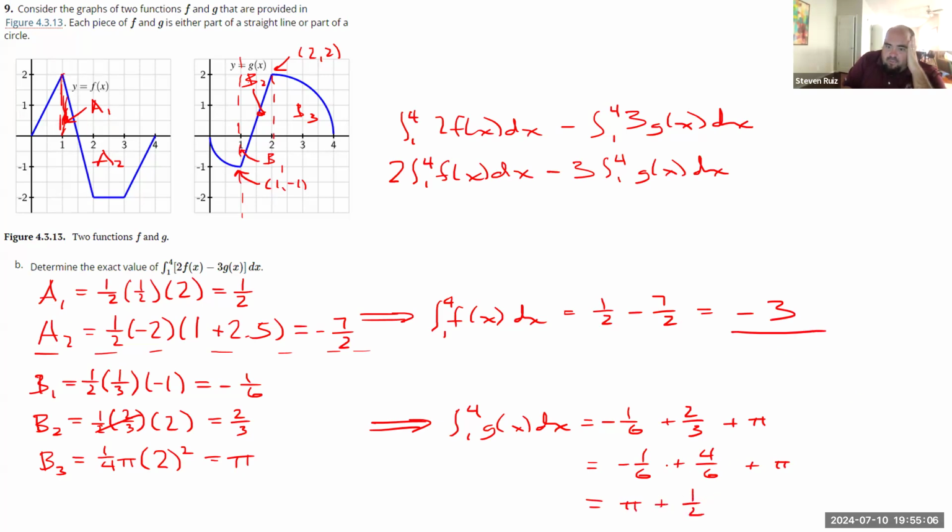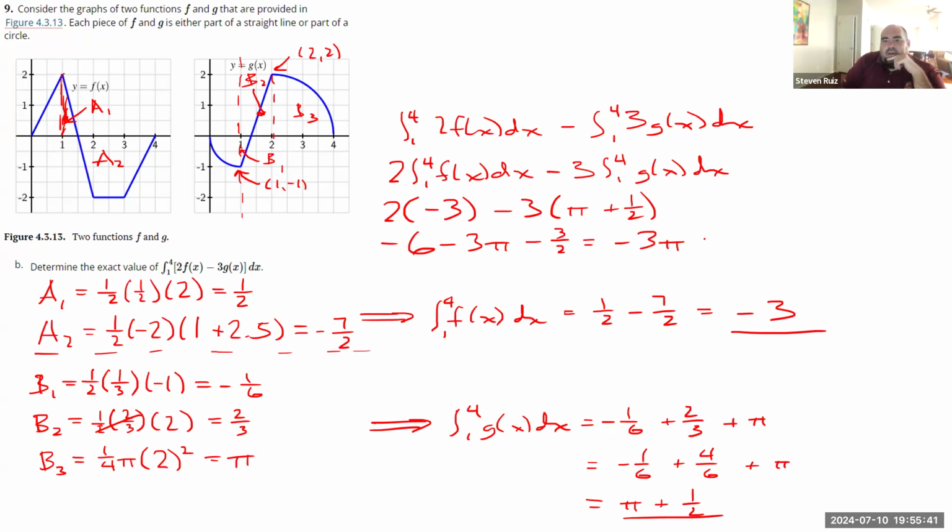Okay, so now I'm going to drop these two values in for my integral. So the value of the integral from 1 to 4 of f of x is negative 3. Minus 3 times the value of the integral from 1 to 4 of g of x dx, which is pi plus a half. So let's go ahead and clean up a little bit. Minus 6 minus 3 pi minus 3 halves, or minus 15 halves. So minus 3 pi minus 15 halves.